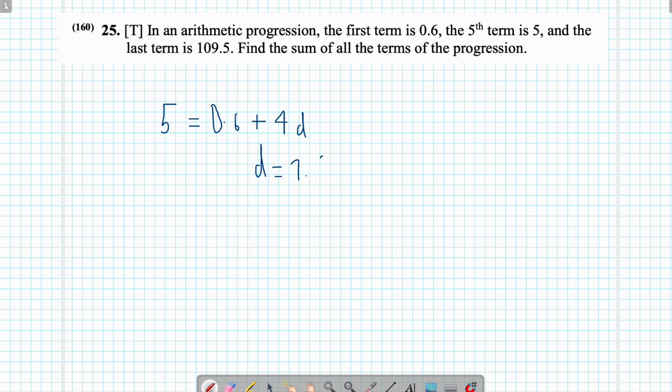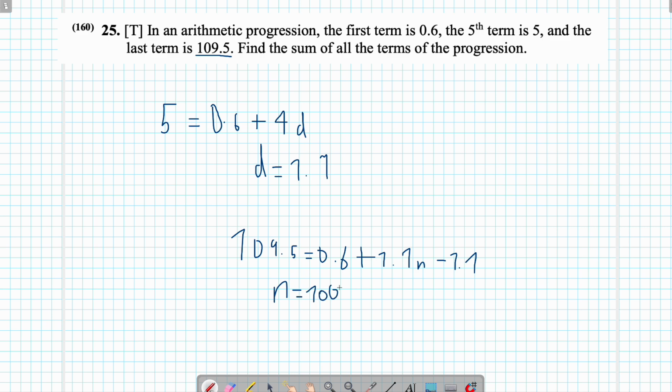But now we need to find n for 109.5. So 109.5 is equal to 0.6 plus n minus 1 times 1.1. You distribute, 0.6 plus 1.1n minus 1.1. You get n is equal to 100, right?